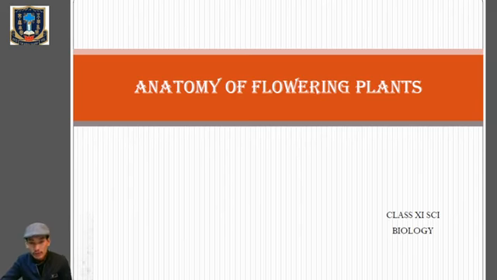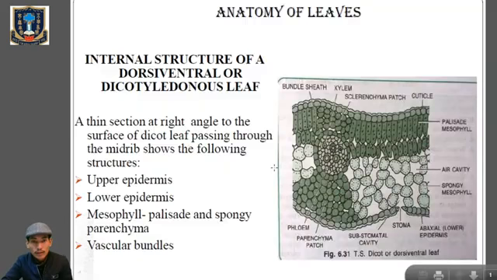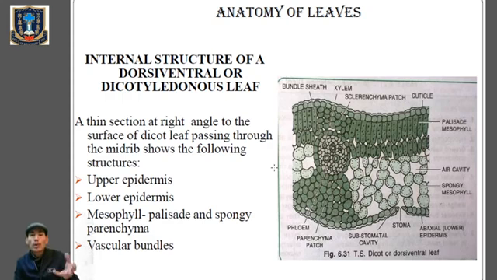So first of all, we'll begin with the internal structure of a dorsiventral or dicotyledonous leaf. Now, what does dorsiventral leaf mean? The leaves of dicotyledonous plants are mainly dorsiventral. That means only one side of the leaf will receive a higher amount of sunlight compared to the other side.